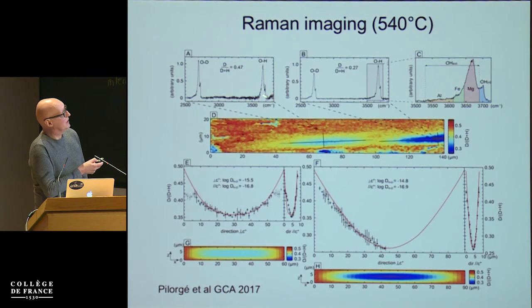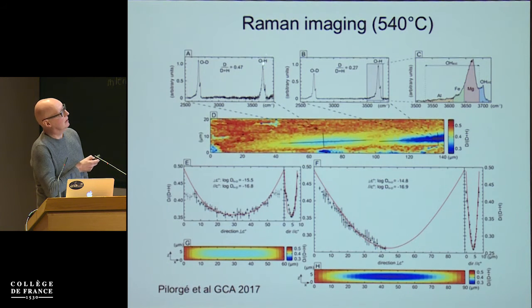So in this map, at each pixel corresponds a Raman spectrum. And in this Raman spectrum, we can observe vibrations that are due to the hydroxyl bond in these hydrated minerals. So this one is related to hydrogen.